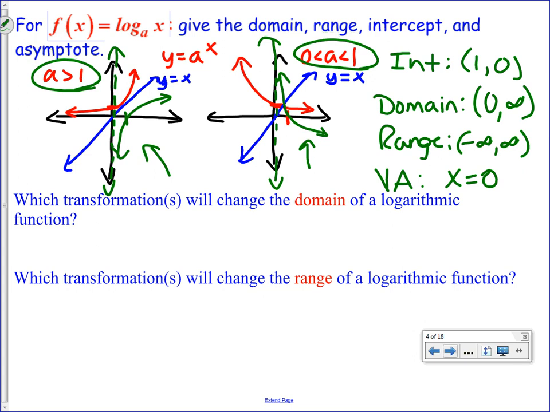Okay? All right, so which transformations will change the domain of a logarithmic function? This time, because the domain is 0 to infinity, it's shifting the graph left or right that will change the domain, or flipping it over the y-axis.